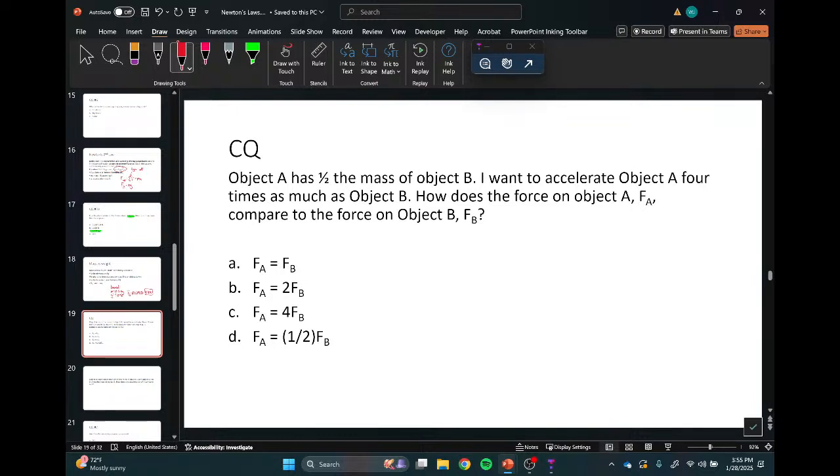Object A has half the mass of object B. I want to accelerate object A 4 times as much as object B. To do so, how is the force on A going to compare to the force on B? If I want to accelerate object A 4 times as much, how much harder or weaker do I need to push object A to make that happen? Do I push them the same and life is good? Is it that I push object A with twice the force of object B? Is it that I push object A with 4 times the force to achieve that result? Or is it that I push object A with half as much force as object B?